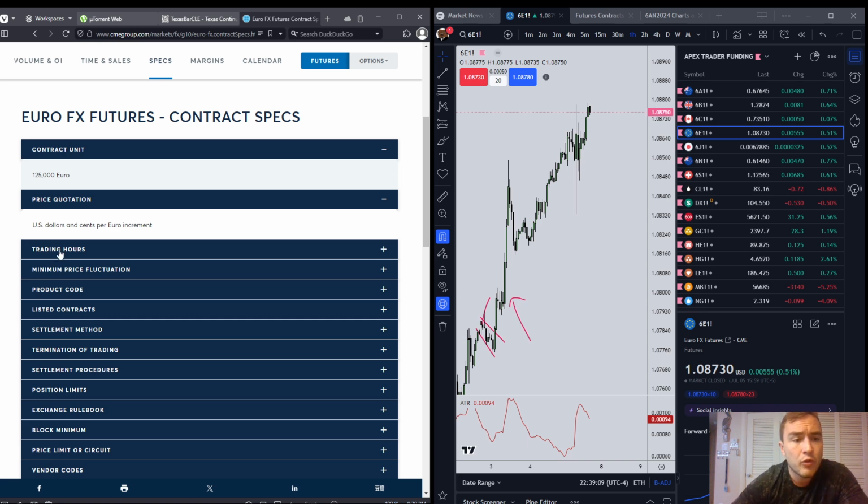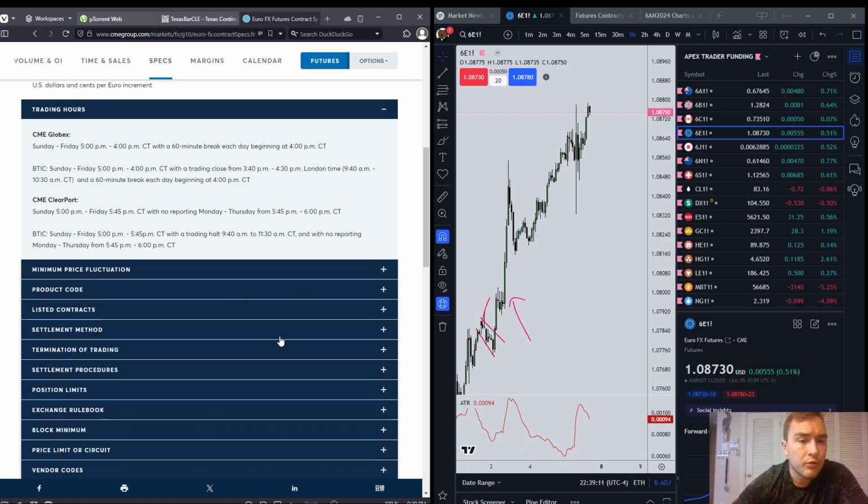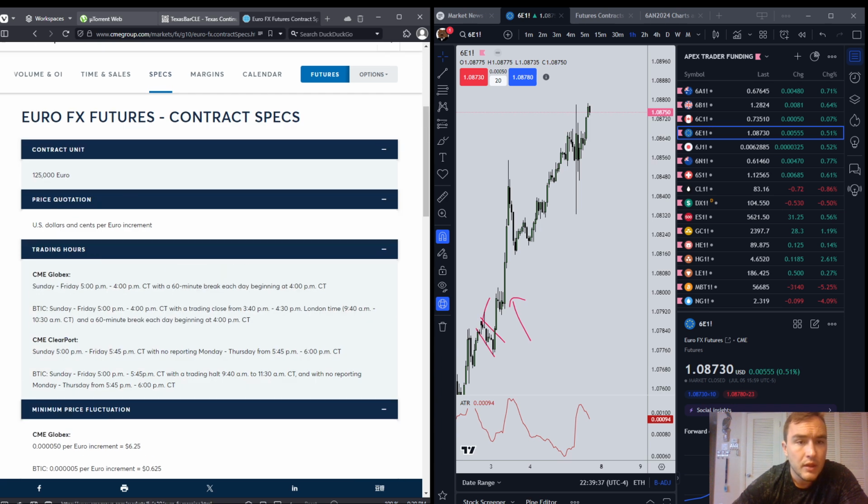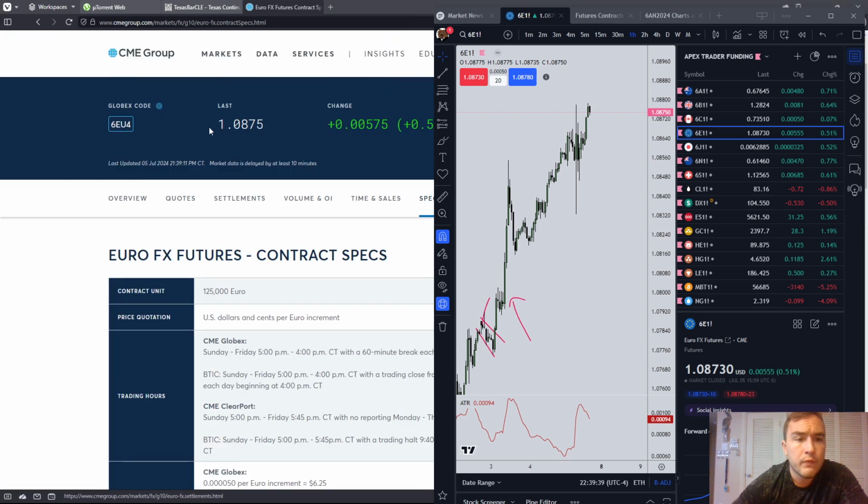Okay, guys. So on the left side of the screen, again, the trading hours are going to be all the same. Minimum price fluctuation is 0.00005 per euro increment. Is $6.25. That's what you need to know. So that's going to be similar to the British pound, slightly bigger contract than the Aussie dollar, and the Canadian dollar is what really you should know. Now let's head over to the overview tab.